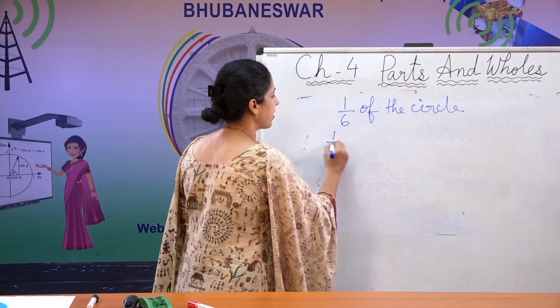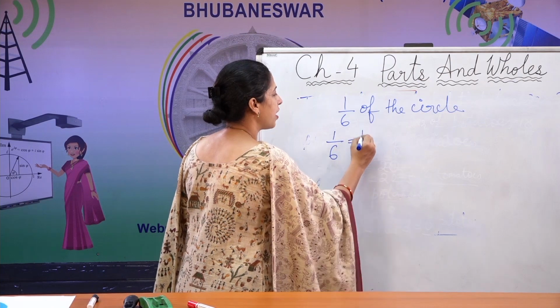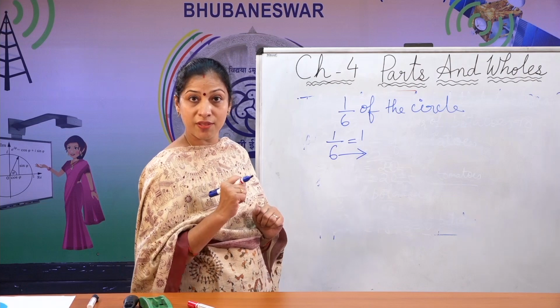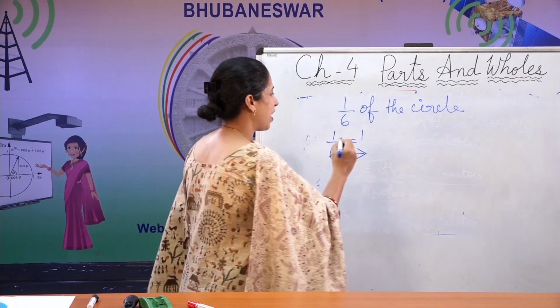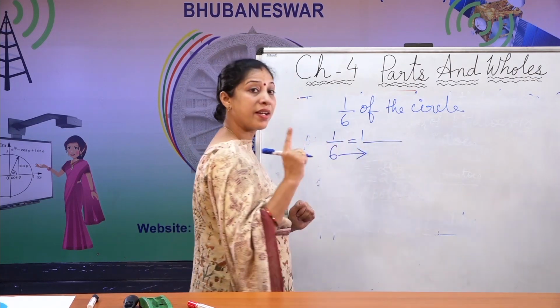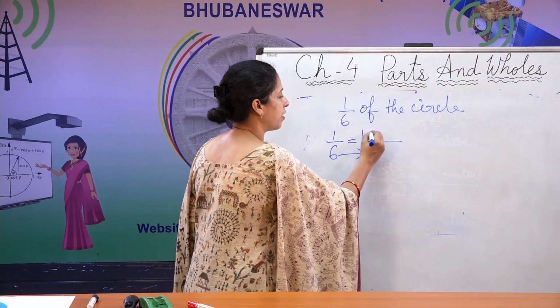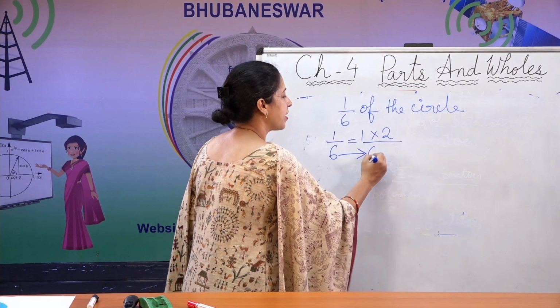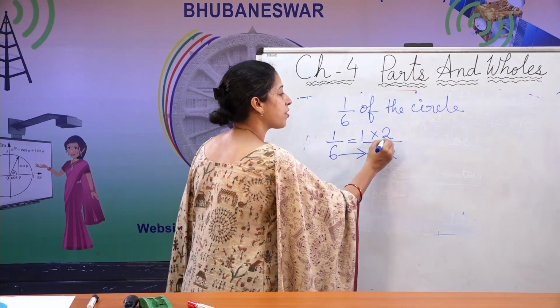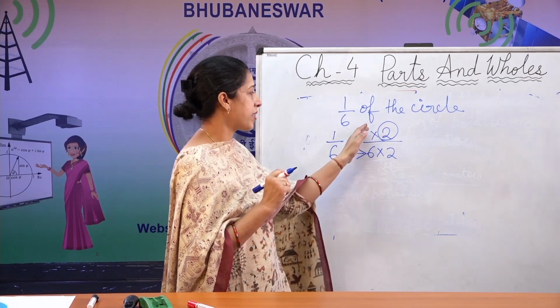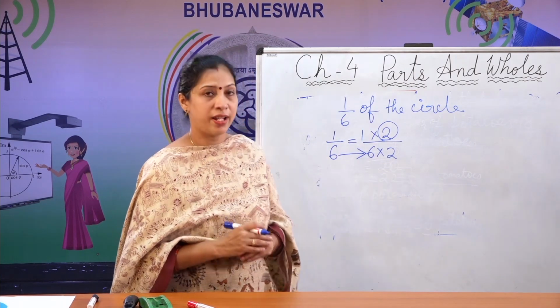So for 1 by 6, you can just multiply. What can you multiply in 6 to make 12? Yes, you can multiply 2 to make 12. 6 into 2 is equal to 12. So if you multiply 2 here in the denominator, you have to also multiply 2 in the numerator, in the parts. This is called an equivalent fraction.